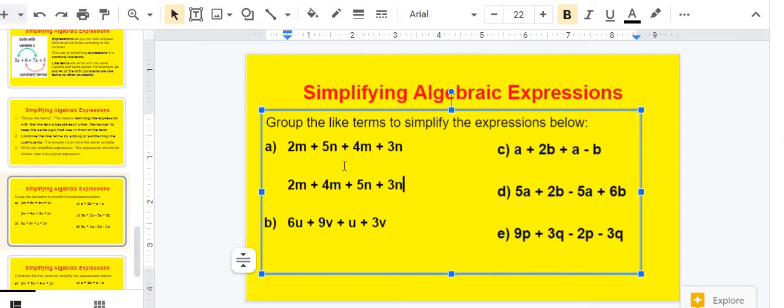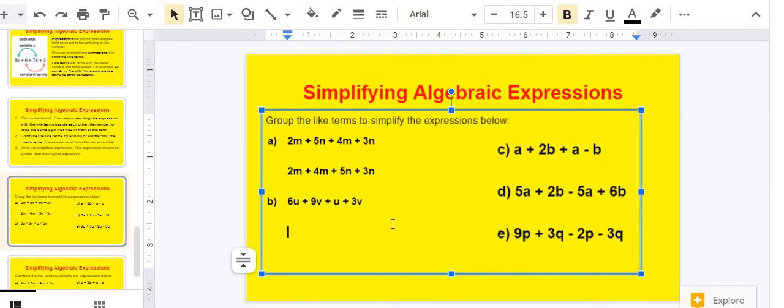There was a plus sign in front of this 5n. I write the plus sign when I am rewriting the expression. Same thing for the 3n. There was a plus sign in front of this 3n, so I put that back in my expression. Okay, next example, we have 6u plus 9v plus u plus 3v.